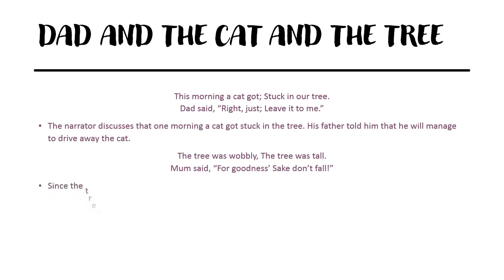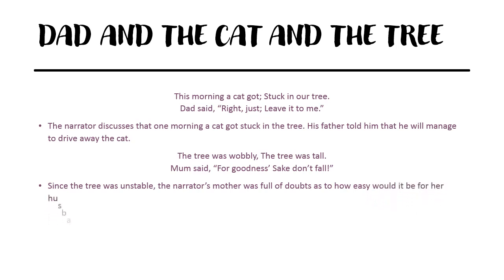So, the meaning, since the tree was unstable. Unstable means it was moving. Trees are very shaky. So that's the meaning of wobbly also. Wobbly means unstable. The narrator's mother was full of doubts as to how easy it would be for her husband to climb the tree. Therefore, she warned him that he might fall.